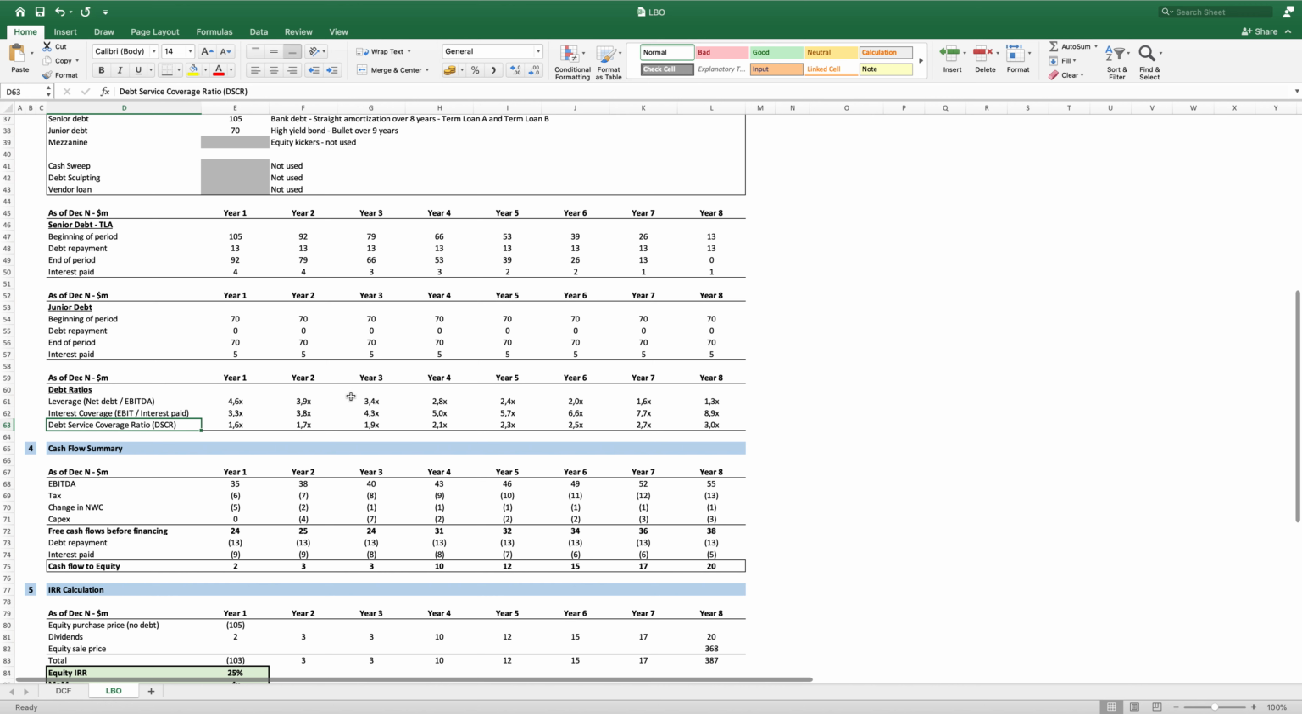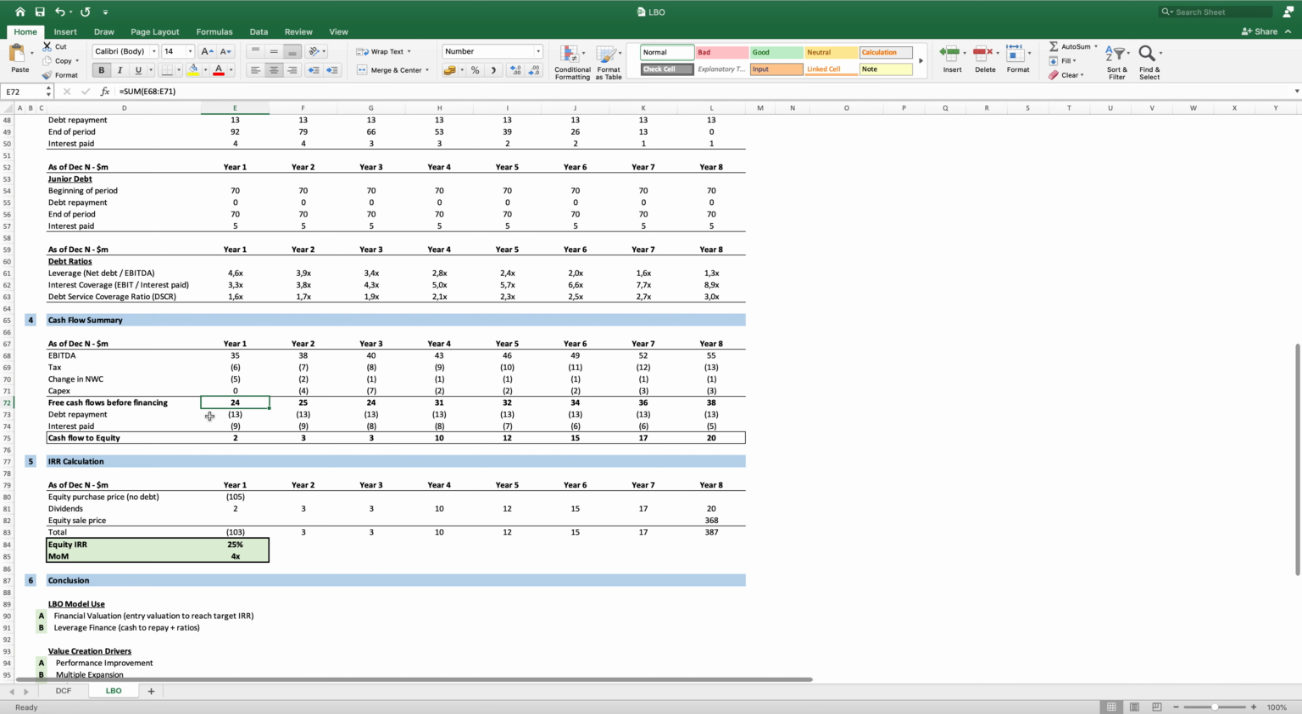The other block is the cash flow summary. Here we look at the free cash flows before financing. So it's the standard definition of free cash flows generated by the target: EBITDA minus tax, change in working capital and capex, and see whether those cash flows before financing are enough to cover the debt repayment and the interest paid of both the senior and the junior debt. So in this example, we see that they are enough. Since I have a surplus, cash flow remaining to equity holders is positive.